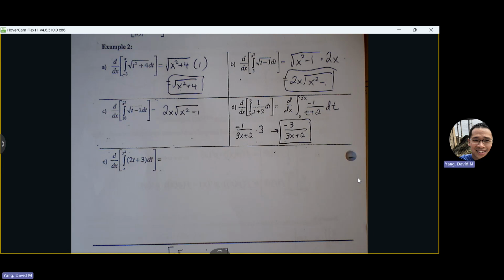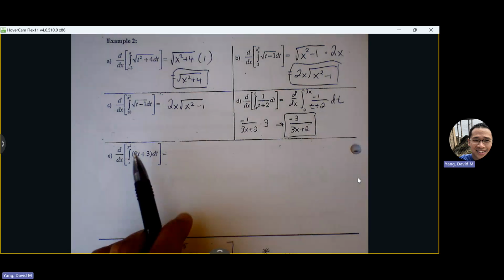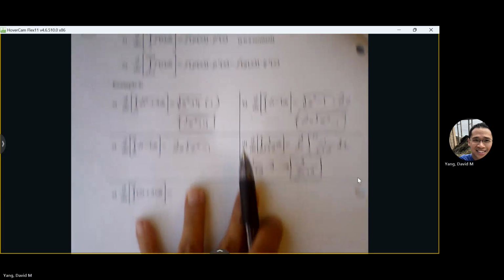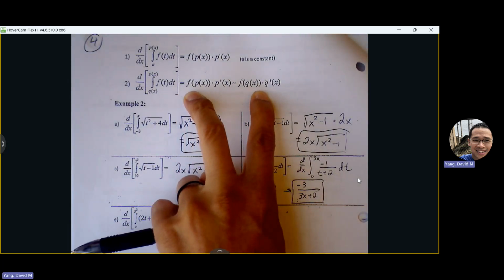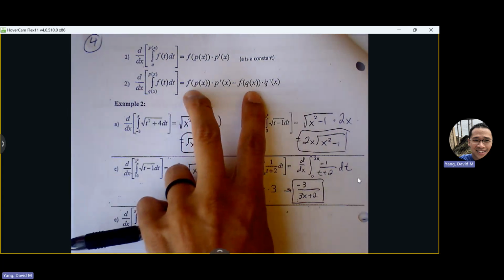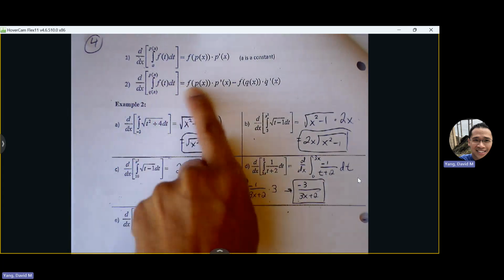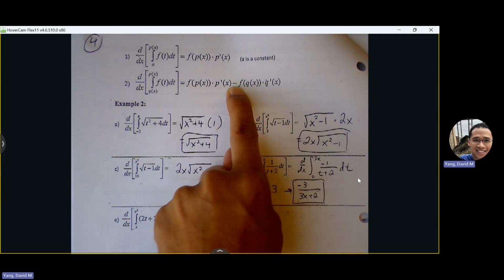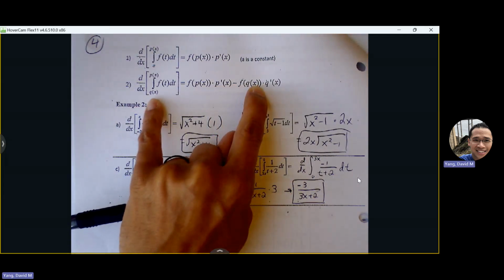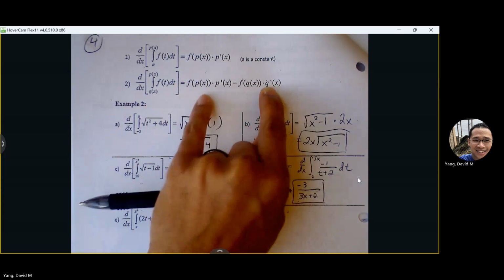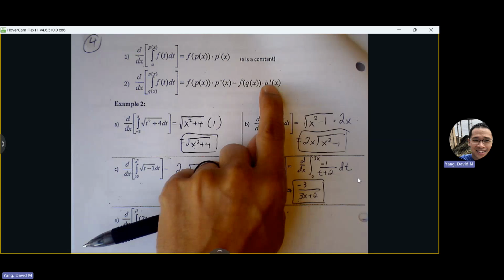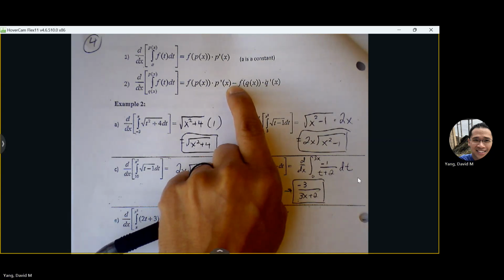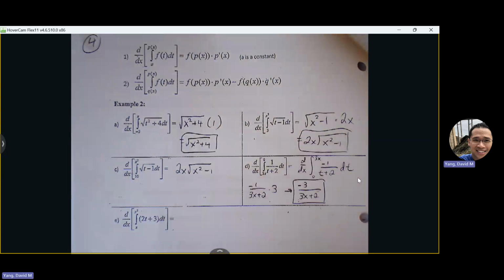What's different about part E? They're both variables, which means they're both going to have impacts on the problem. So here's the adapted formula for upper and lower bounds both being variables. We basically do the same process for both. Start with the upper bound, f of p of x times p prime, and then minus, do the same thing with the lower bound, f of q of x times q prime. We just start with the upper bound and the lower bound, and then put a minus in between. Try that, see if you can follow this rule for part E.